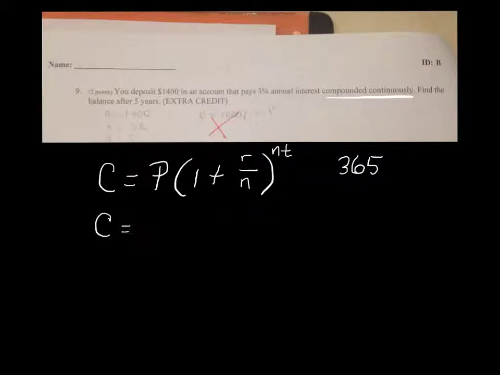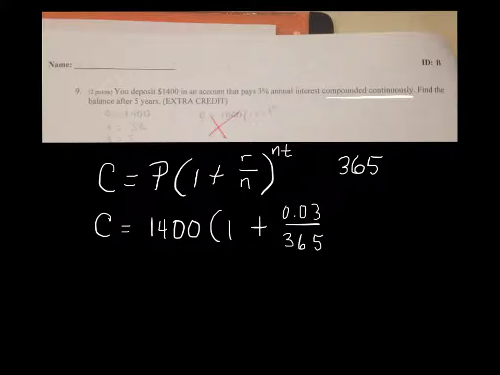So C equals $1,400 times 1 plus your rate is 3%, so it's 0.03 divided by the 365 days, because that's the rate that you're going to get per day, raised to the power of 365 times the number of years, which is 5. So you're going to multiply that out. And this is how you do this problem.